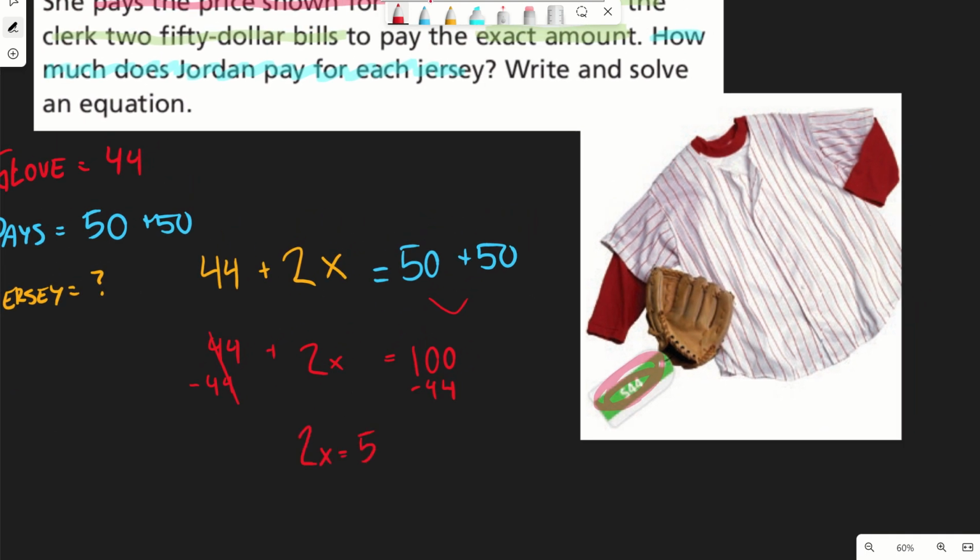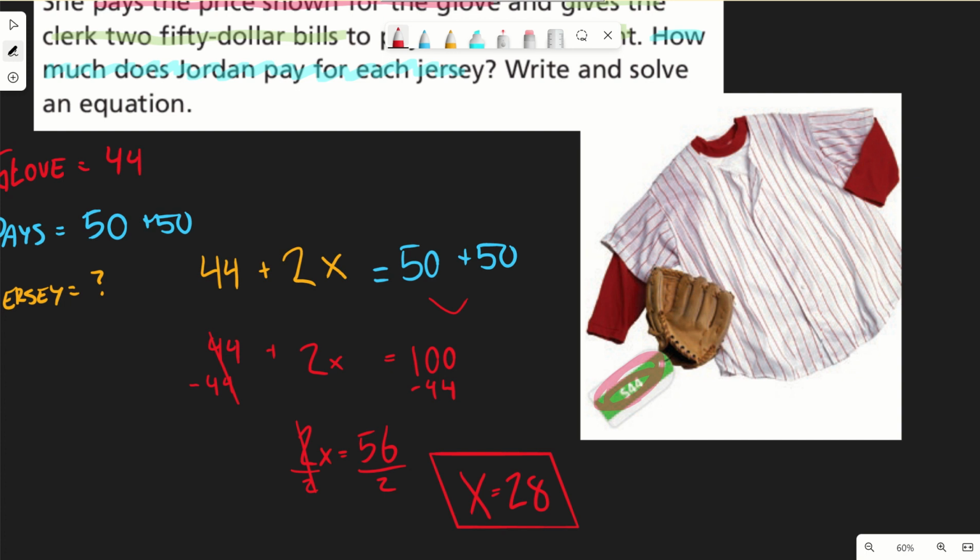2x equals 56. And then to get x by itself, we're going to divide by 2 and divide by 2. And we're going to get our grand total for each jersey, which is going to equal $28 for each jersey. Every jersey is $28. So one jersey is $28, a second jersey was $28, the glove was $44, and that gives us a grand total of $100.